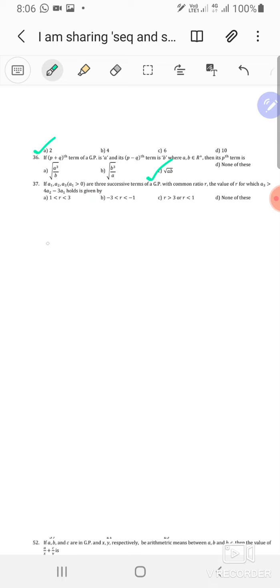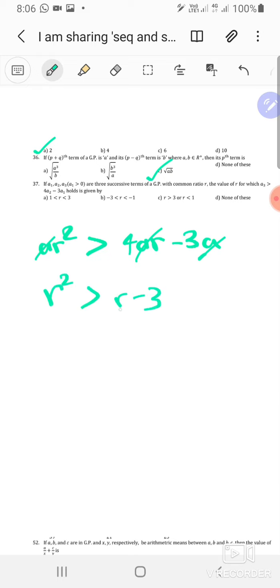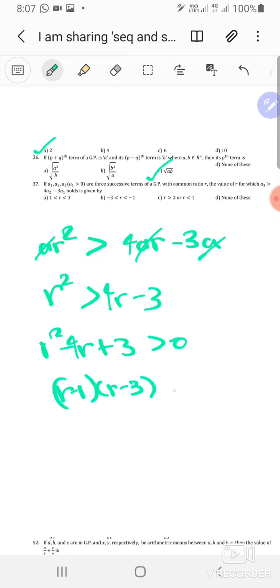So a3, I will say it's ar squared, where a is the same thing as a1, and that gives me ar squared is greater than 4ar minus 3a. And the first term is greater than 0, so we can just cancel that without changing the inequality. So r squared has to be greater than 4r minus 3. So r squared minus 4r plus 3 has to be greater than 0. So (r minus 1) into (r minus 3) has to be greater than 0.